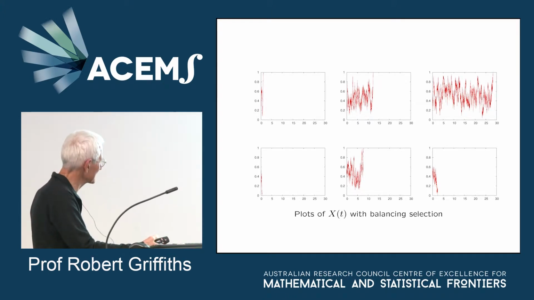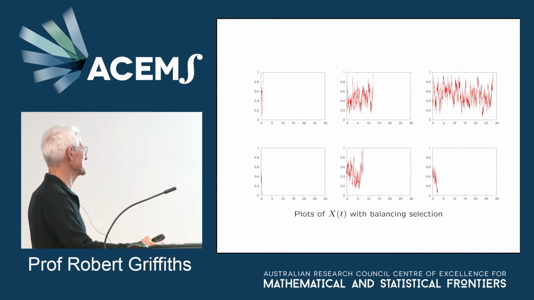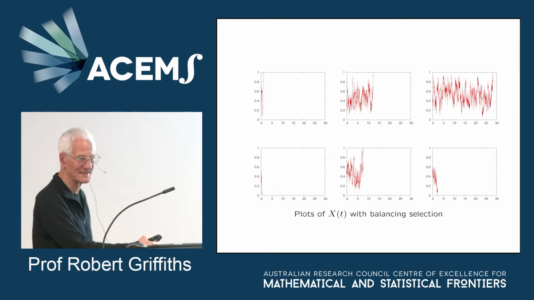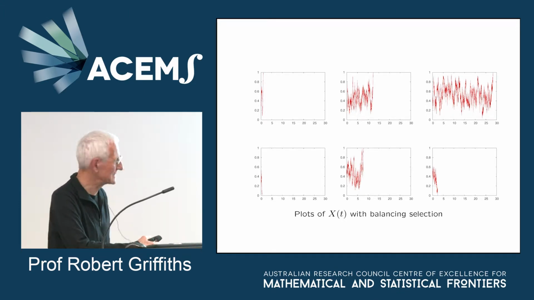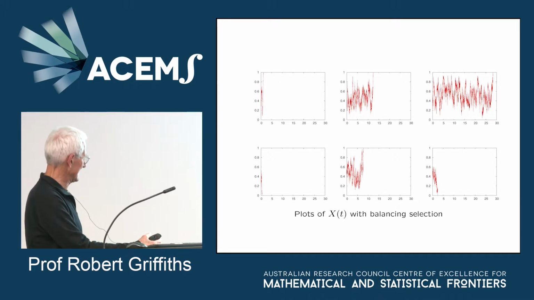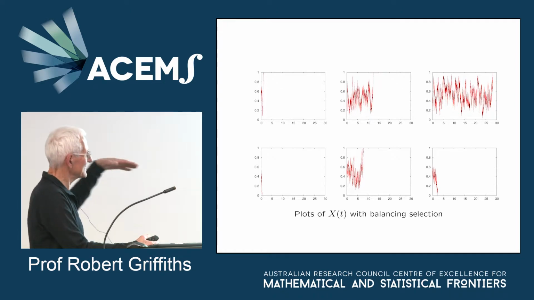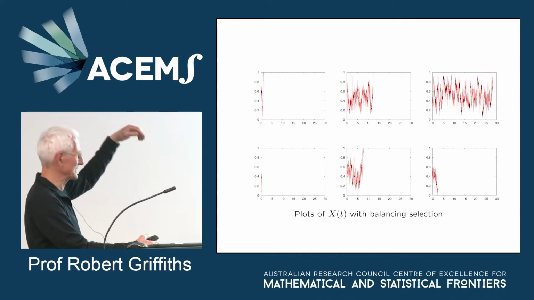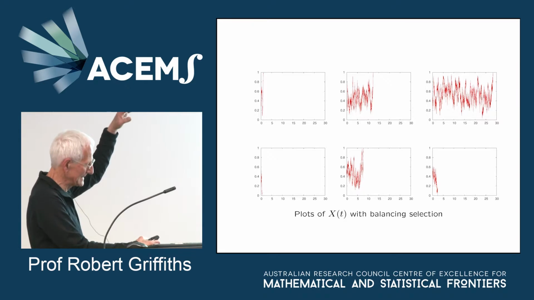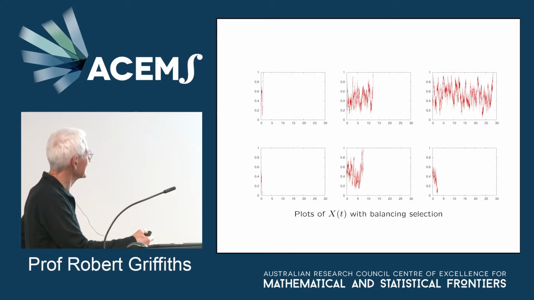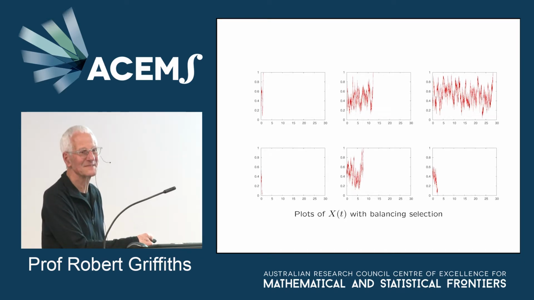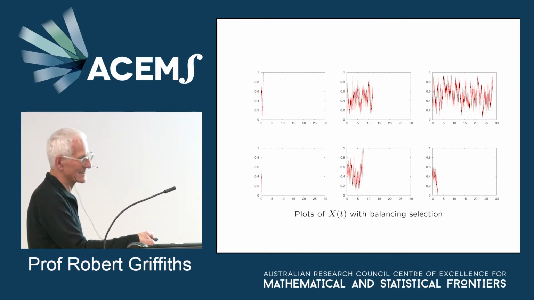Here's some more plots from simulations which have what's called balancing selection. In balancing selection, the frequencies are sort of evened out, and so if the diffusion process gets close to the boundary, it gets pushed down again. So if you go up to 1, you get pushed down, or if you go down to 0, you get pushed up again. And the way these go, you still eventually hit 0 or 1, but there's a sort of stability about it before you do it.